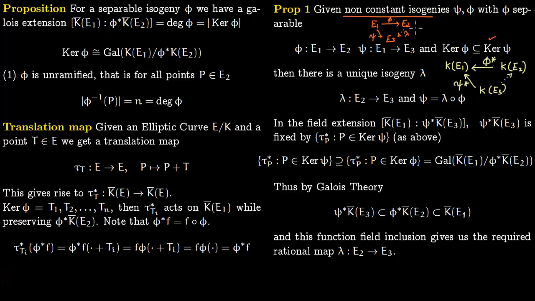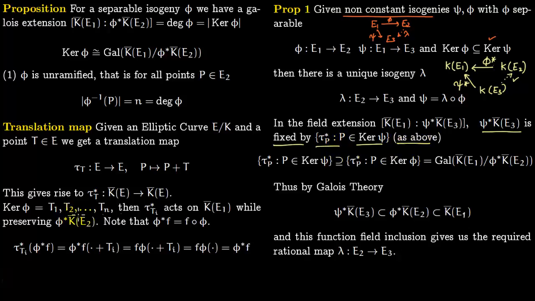Corresponding to this phi we have phi star, corresponding to this psi we have psi star, and we will show that there is a mapping here, and this mapping, by our big theorem of algebraic geometry, will induce this lambda because there is a one-to-one correspondence between this diagram and this diagram. So let us show this. First see this field extension: phi star ke3 is getting embedded into ke1. So this is the field extension. Phi star ke3 is fixed by all the points in the kernel of psi.